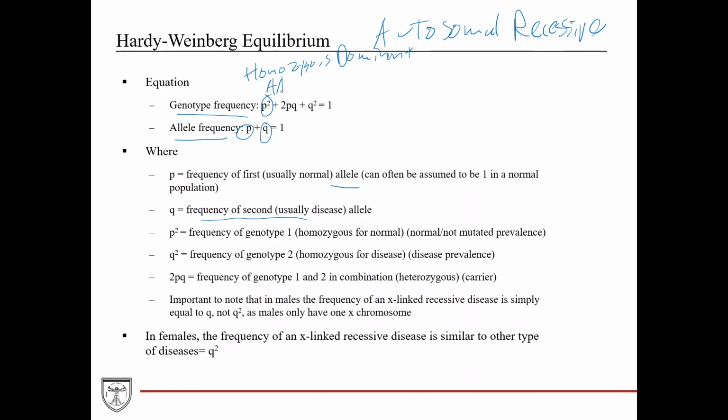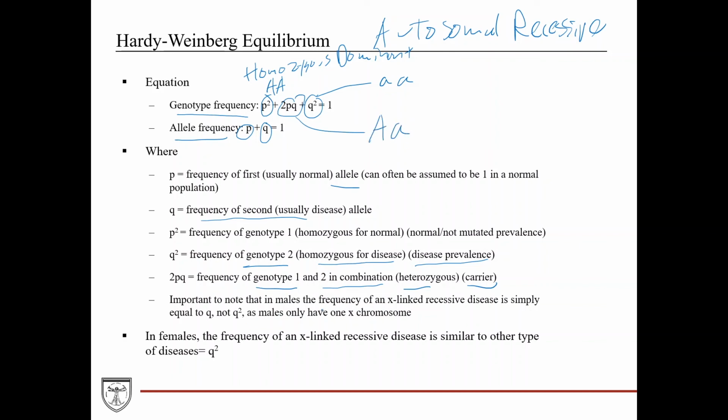Meaning AA. And then q squared is the frequency of genotype 2, which is homozygous for the disease, or the disease prevalence. And so this would be homozygous recessive, aa. And then 2pq is the frequency of genotype 1 and 2 in combination, also known as heterozygous, or the carrier in the case of autosomal recessive for the disease. So this would be Aa.